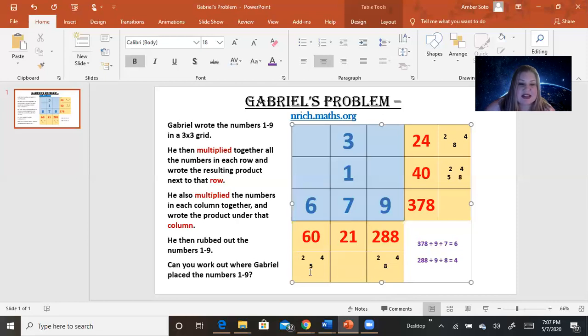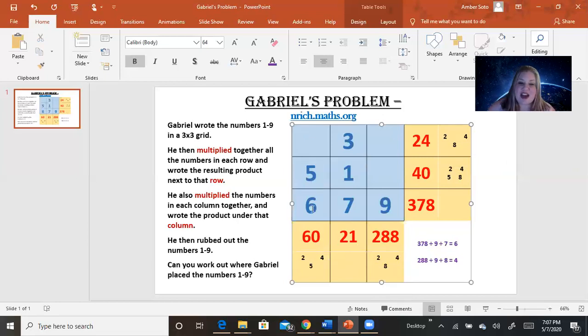All right, so in this case, we have 2, 4, 5 on the bottom. In this case, we have 2, 4, 8. So you know 5 is going to have to go here and 8 is going to have to go here. Well, you notice there's no 5 here. There's only a 5 here. So 5 can only go in this row and it can only go in this column. So we know this has to be 5.